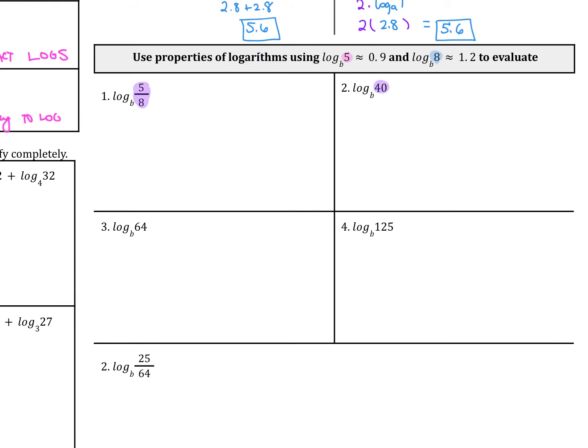So the 5 over 8, that's probably pretty fast. The 40, the 64, 125, and then the 25 over 64. Again, you can only use 5 and 8. You can only multiply, divide them, or raise them to a power. Those are the only 3 things you can do. You can combine them, as you'll see in number 5 down here. So pause the video and try these out.